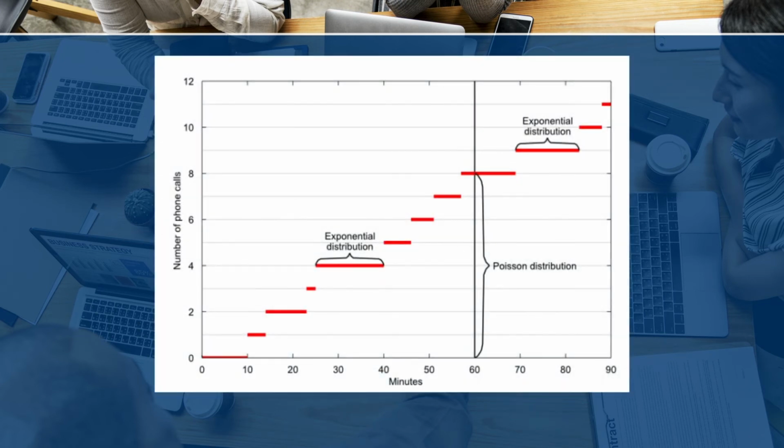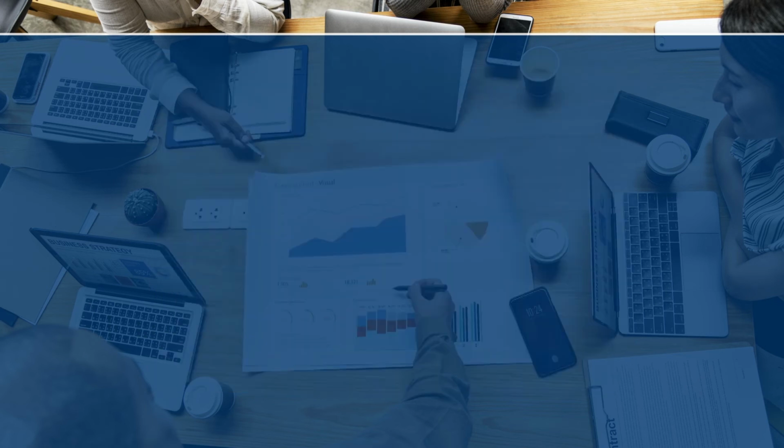If you compare the Poisson with the exponential, which we are going to discuss in the continuous probability distribution, the exponential distribution looks like this and the Poisson distribution looks like this. The x-axis talks about the minutes and the y-axis talks about the number of phone calls. Now the third discrete probability distribution is known as the hypergeometric probability distribution.